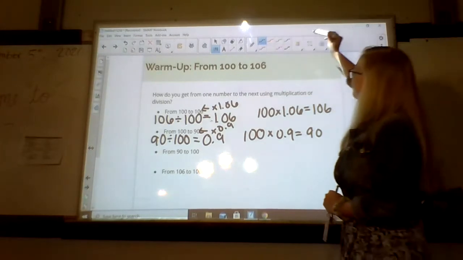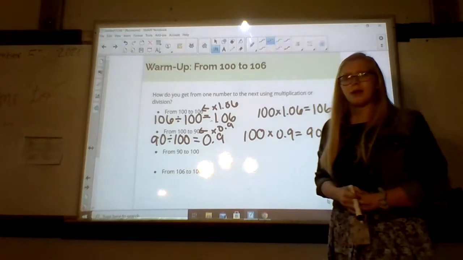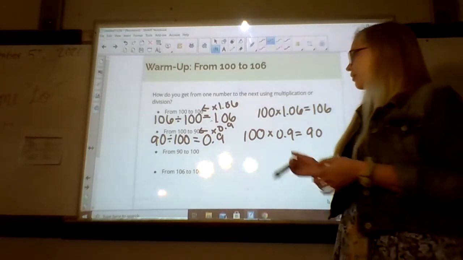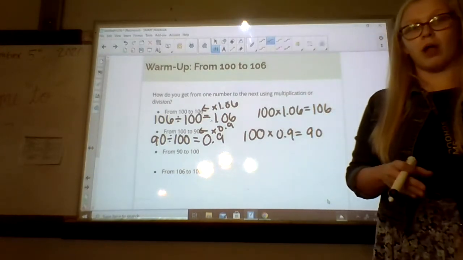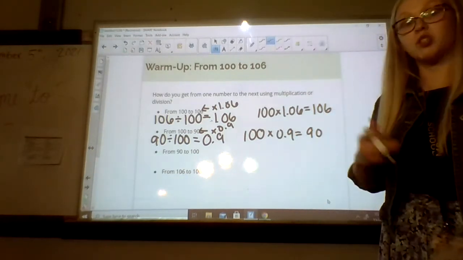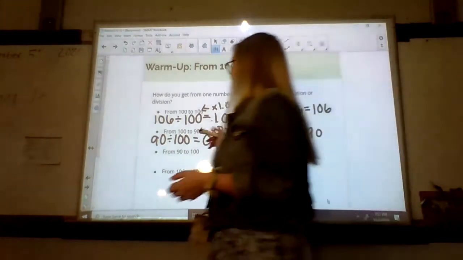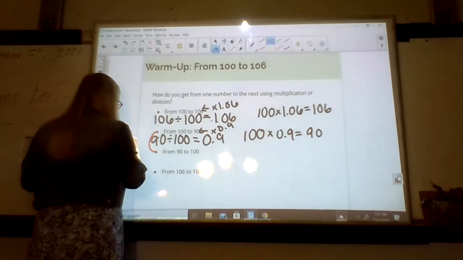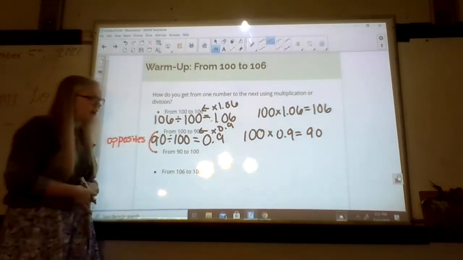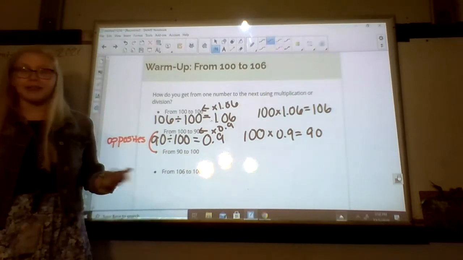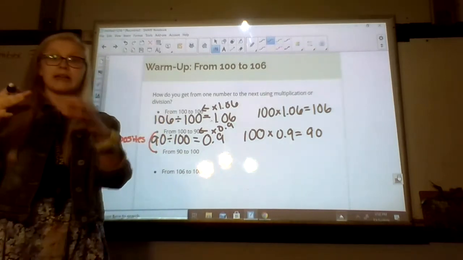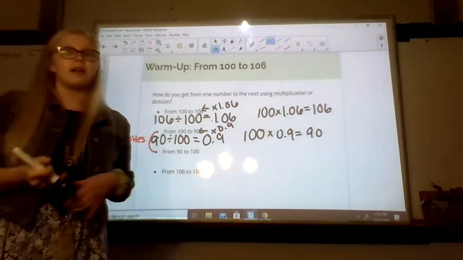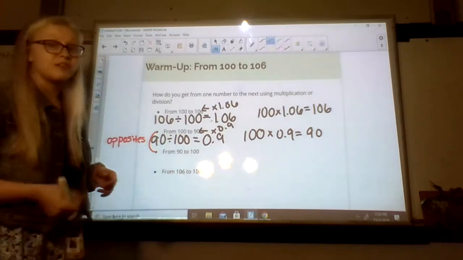Okay, before we move on to the last two, let's notice something about this. So our next problem is from 90 to 100. Well, the last problem we just did was from 100 to 90. So these are actually opposites. I'm trying to undo what we already did. So we went from 100 to 90 and now we're at 90 and I want to go backwards. And we all know that to undo multiplying, I'm going to divide.